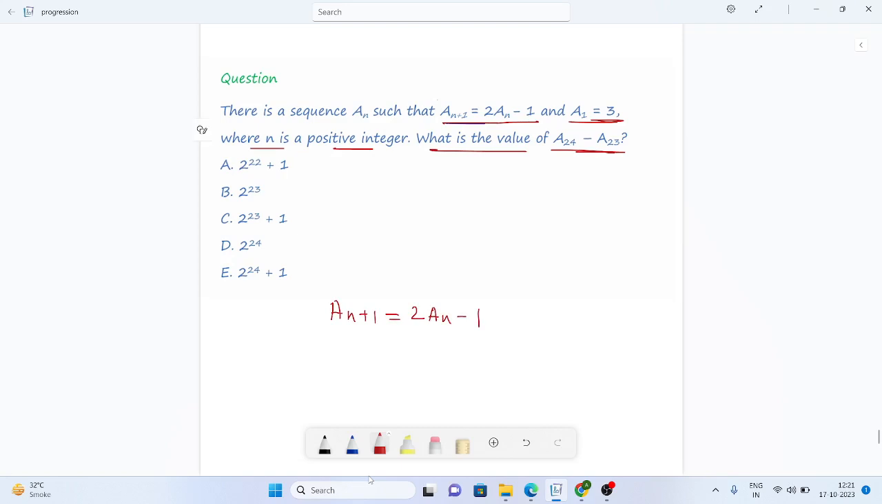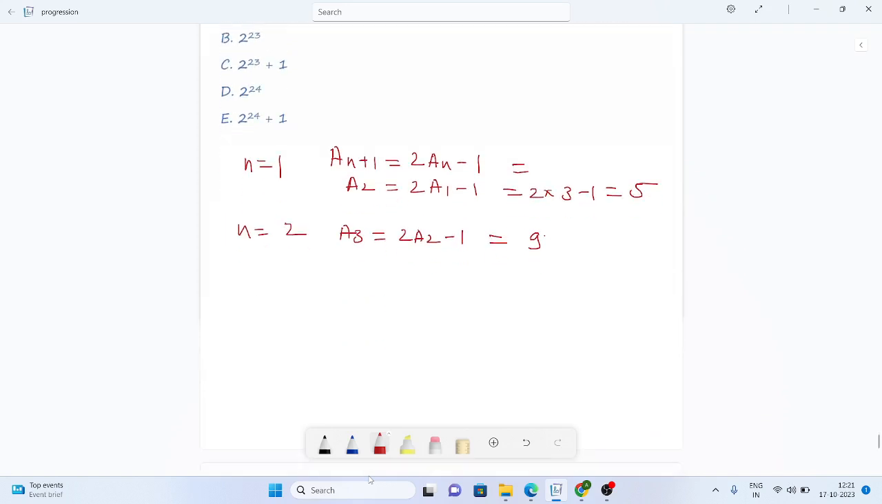Okay, so I put n equal to 1 and I get a2, right? a2 is nothing but 2a1 minus 1, which is 2 into 3 minus 1, which is 5. a2 is 5. Similarly, when you put n equal to 2, you get a3 as 2a2 minus 1, which is nothing but 10 minus 1, 9.